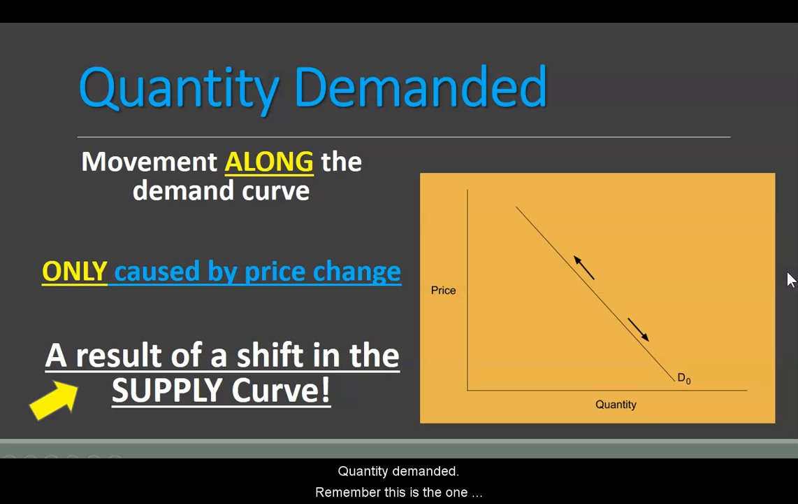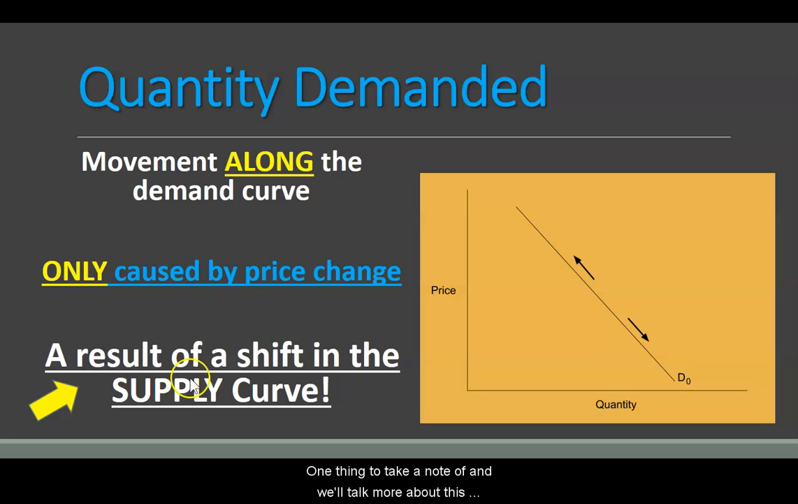Quantity demanded. Remember, this is the one that's going to move along the demand curve. So you can see the arrow going up here and the arrow going down there. The dot is on the line itself, but it just goes along the line without moving the line itself. This is only caused by a change in price. If you see a sale that says buy one, get one half off, well, heck yeah, I'm getting a discount, right? I'm saving money. So that was a change in price. Therefore, instead of two shirts, I'm going to get 3 or whatever the sale was.